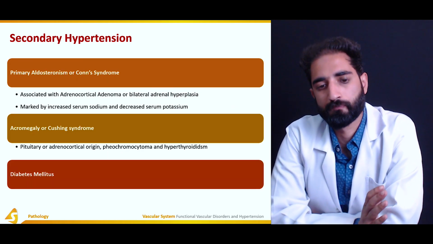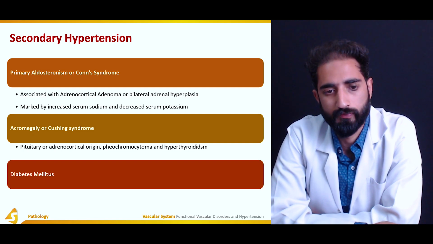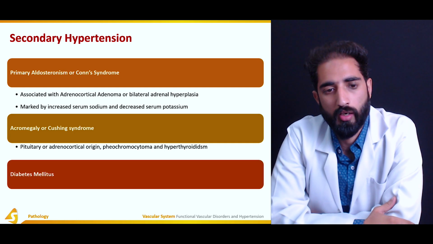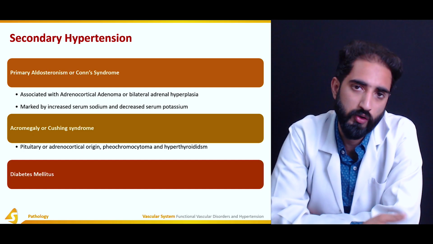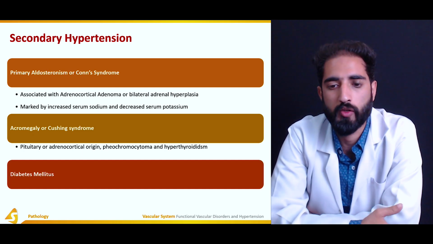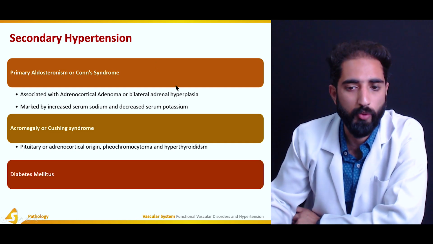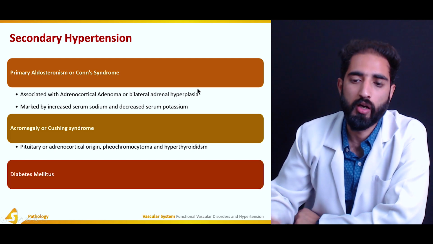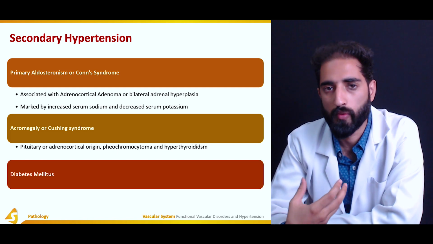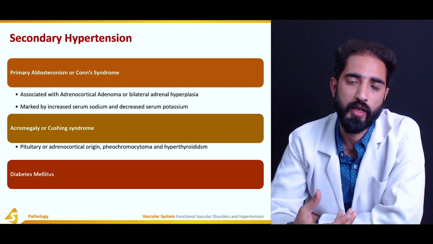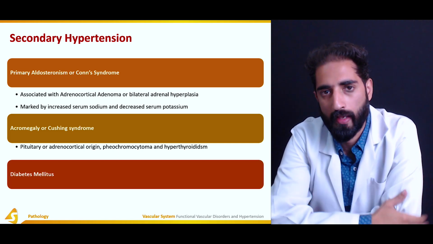Now, other causes of secondary hypertension include primary aldosteronism or Conn syndrome, which is associated with adrenocortical adenoma or bilateral adrenal hyperplasia, because these will result in a greater production of aldosterone, which will result in greater retention of sodium and water and decreased serum potassium, resulting in hypertension.